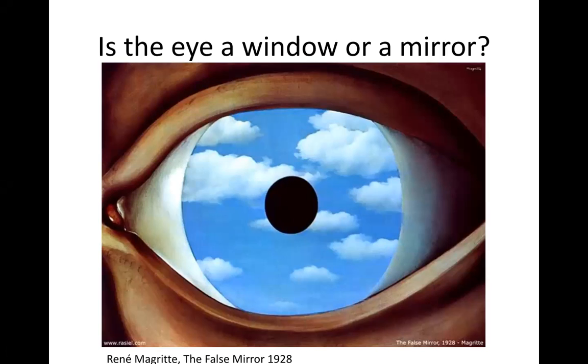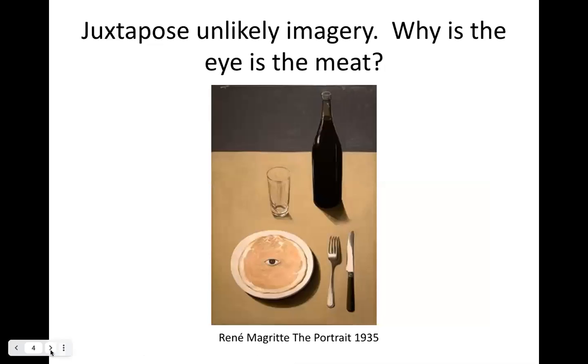Is the eye a window or a mirror? This is called The False Mirror by Rene Magritte. So notice that what he did to make this surrealism is that instead of having the iris of the eye, right, that muscle that opens and closes your pupil in the center, we see kind of like a window looking into the sky. Notice how in surrealism, they often juxtapose unlikely imagery. So here, this eye replaces maybe this bone that's in this piece of ham steak.